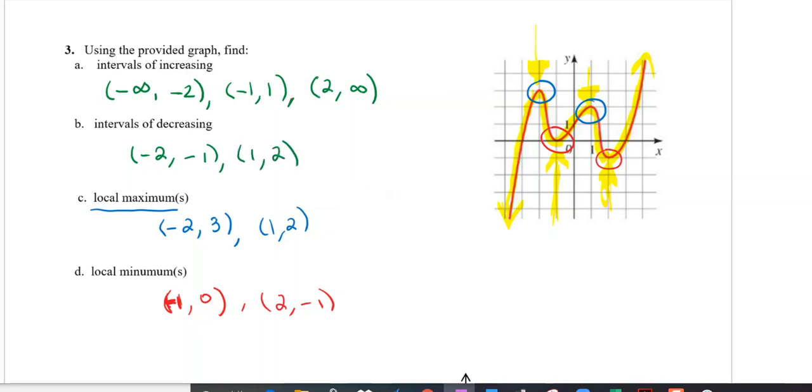I want to point out again, there's a big difference between the 1, 2 that you see here and the 1, 2 that you see here. The 1, 2 here is an open interval. These are both x values from x equals 1 to x equals 2. In between those values, between 1 and 2, our function is decreasing. But the 1, 2 that you see in part C is an ordered pair. Those are an x and a y value. It's a point 1, 2.